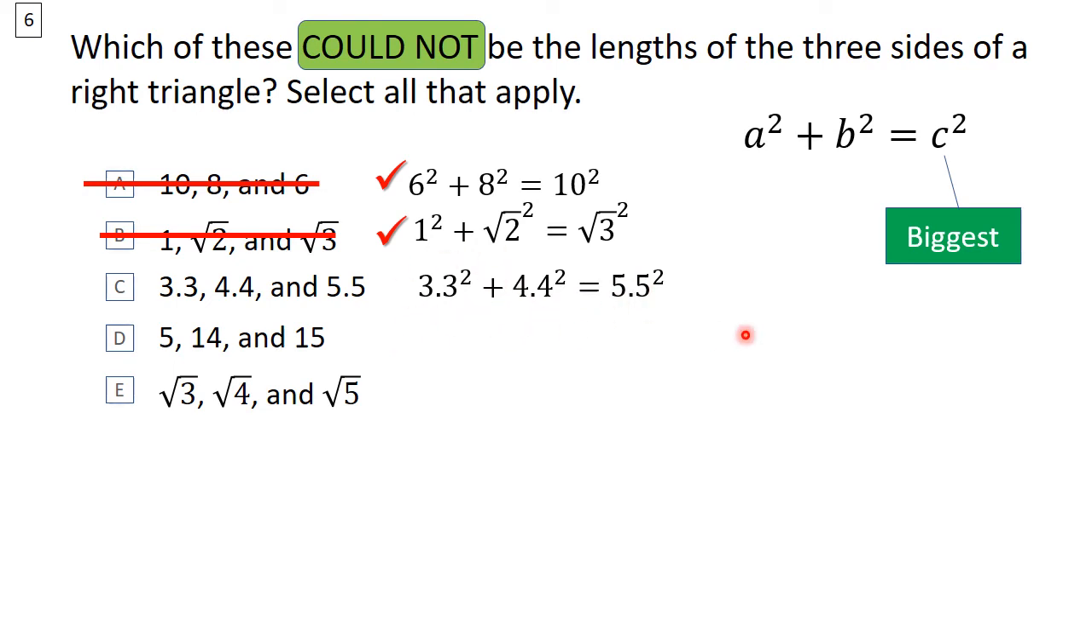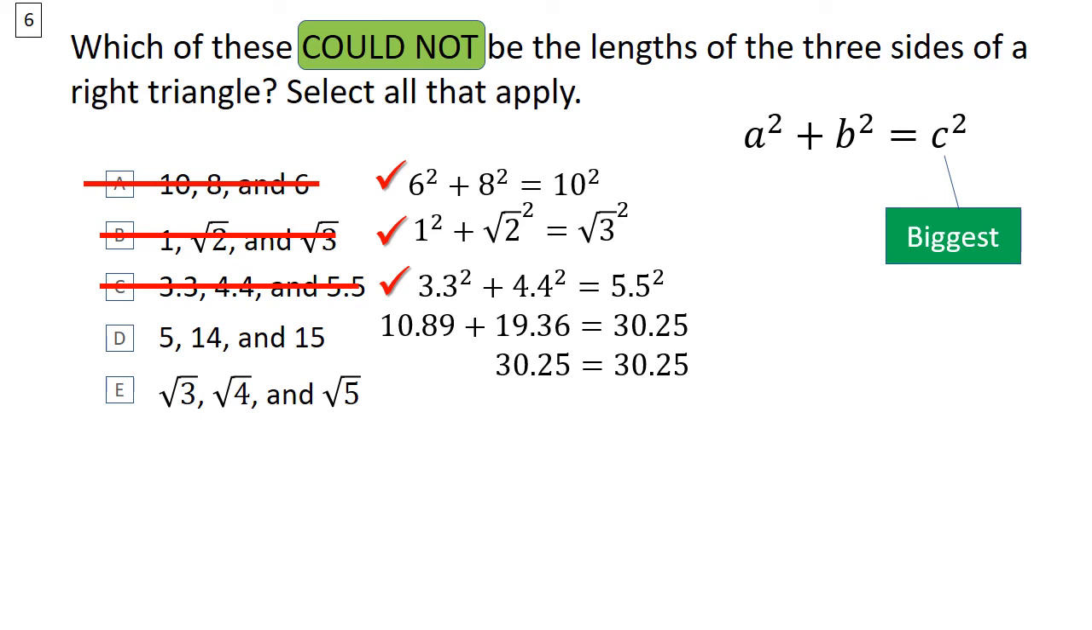So if that all sounded confusing, just use your calculator and check these out. 3.3 squared plus 4.4 squared. Does that equal 5.5 squared? It does. So that's a yes. So is that an answer I want? No.